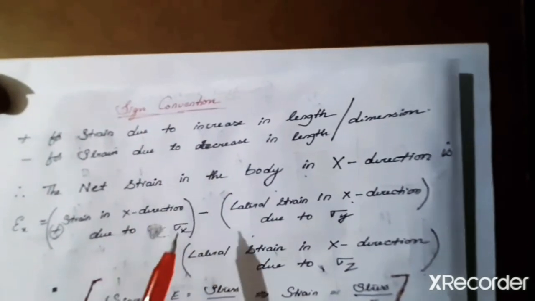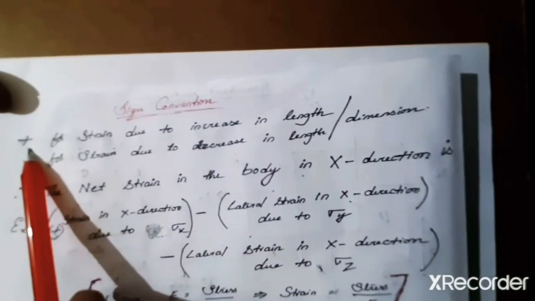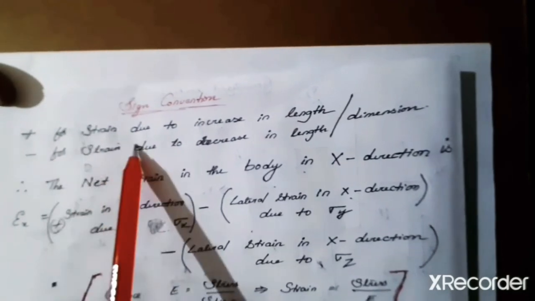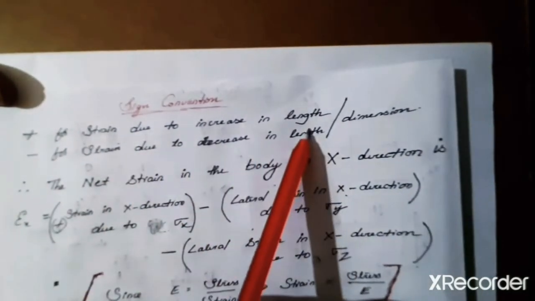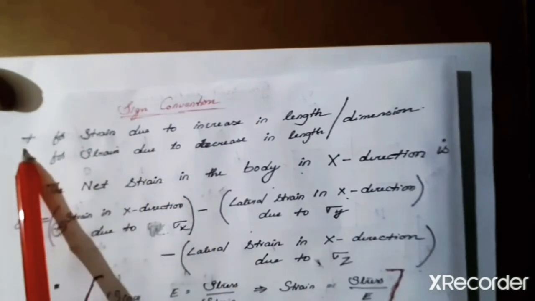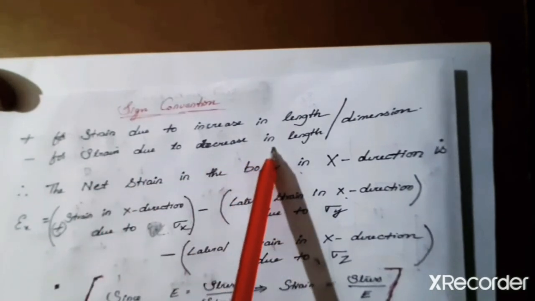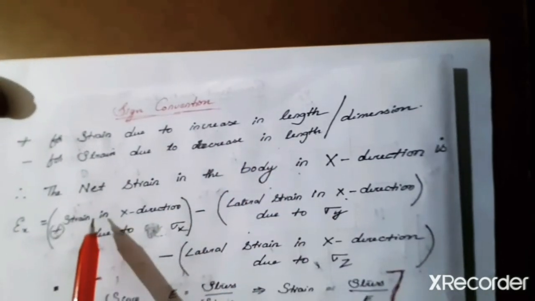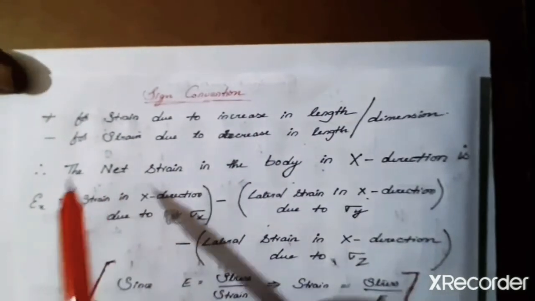See, as you see here, we need to follow this sign convention. We need to use plus sign for a strain due to increase in length. The strain calculated is equal to increase in length to original length, so plus sign. Negative has to be used for the strain if the strain is decrease in length to original length. If the strain is because of decrease in length, negative, plus if the strain is because of increase in length or dimension. Okay, so now let us go into this.